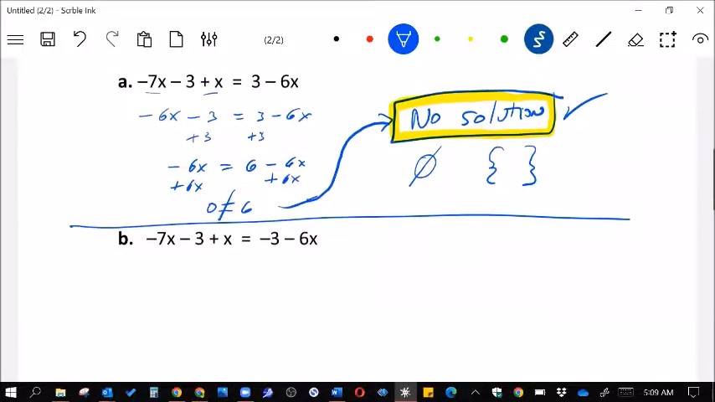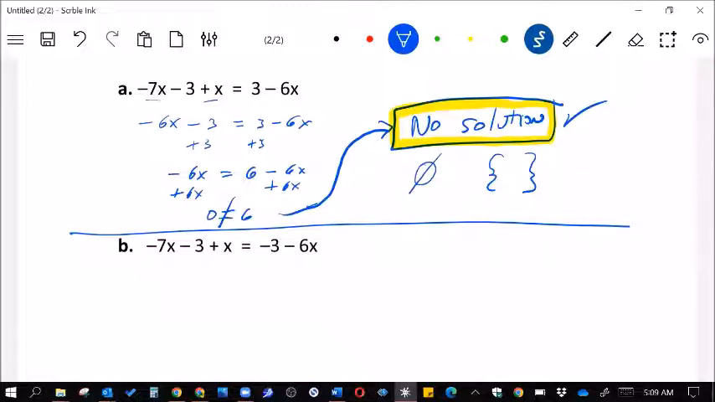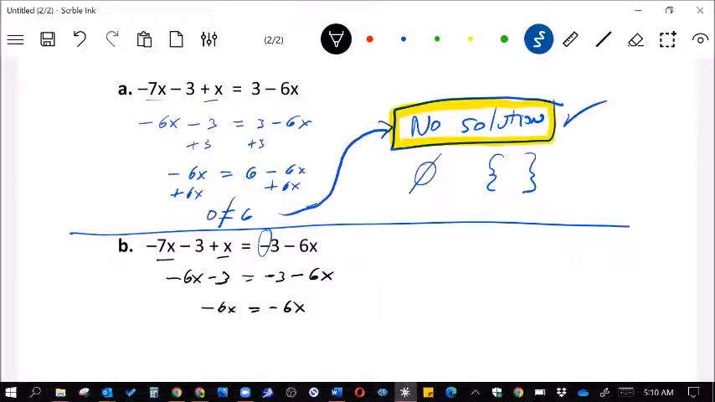Okay, now on the last one, let's do another one. It's very similar, except for one difference. Step 3 is negative, so watch what happens. So we're going to do negative 6x minus 3 by combining those x's equals negative 3 minus 6x. And you might already see what happened. If I add 3 to both sides, I get negative 6 equals negative 6x. I add 6x to both sides, I get 0 equals 0. That's a true statement. So this one's true. This one was false, which leads to no solution.